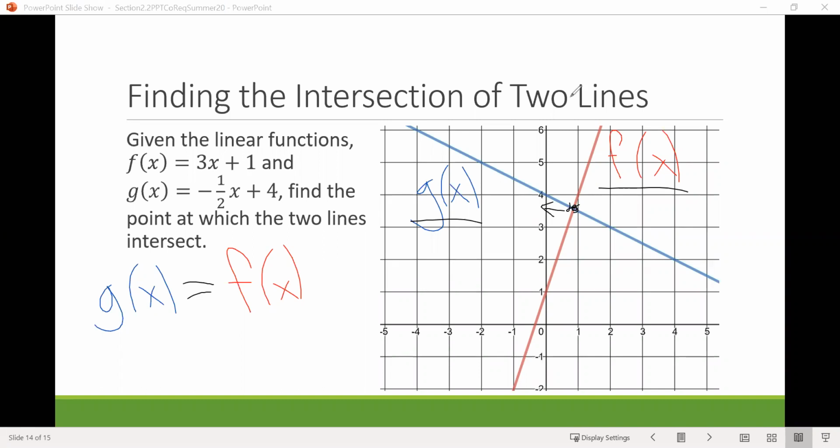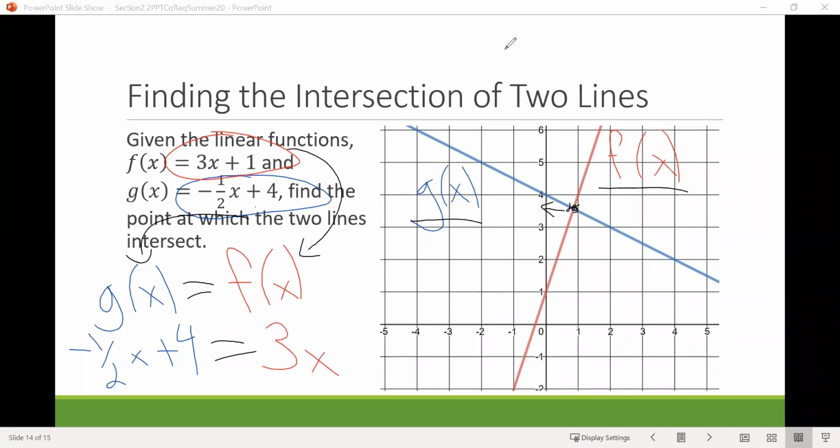But notice for both of those we have formulas up above. g of x is equal to that, and f of x is equal to 3x plus 1. So what we can do is take each of these and substitute them into their appropriate sides here. So we would have negative 1/2 x plus 4 equal to 3x plus 1. Okay, so we can solve that to find the point of intersection.